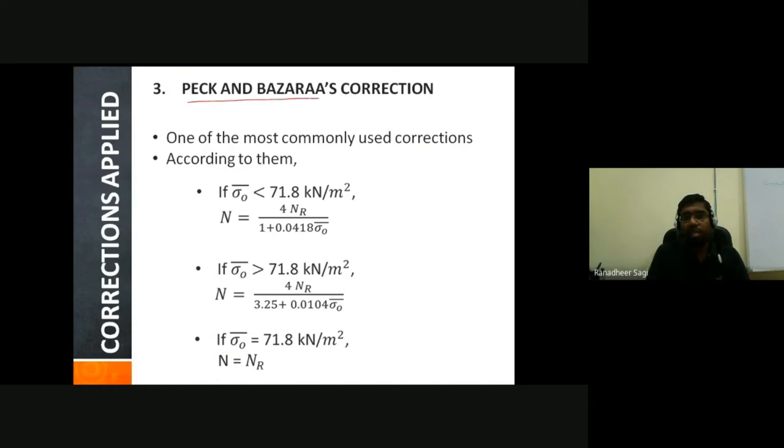And likewise, we have some other empirical relation which is given by Peck and Bazaraa. Where the overburden pressure in the soil is less than 71.8 kilopascals, in some books you might find it as 75 kilopascals, doesn't matter, we use this expression to calculate your corrected SPT N value after applying overburden correction. In case the overburden pressure is greater than this value, then the corrected SPT N value is calculated from this other expression. These are all empirical relations. We do not have much proper basis on how those expressions are derived. It purely depends on the tests those people conducted on varieties of soils at different depths, based on which they derived those empirical relations.